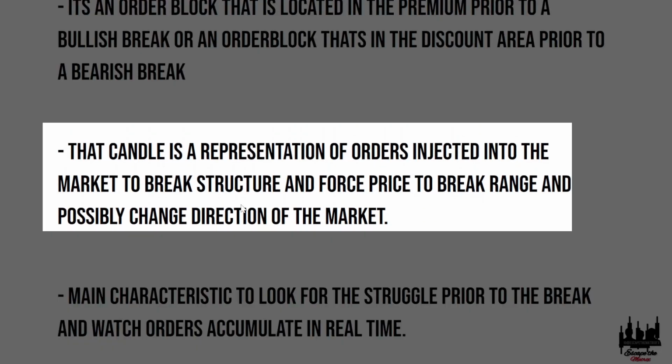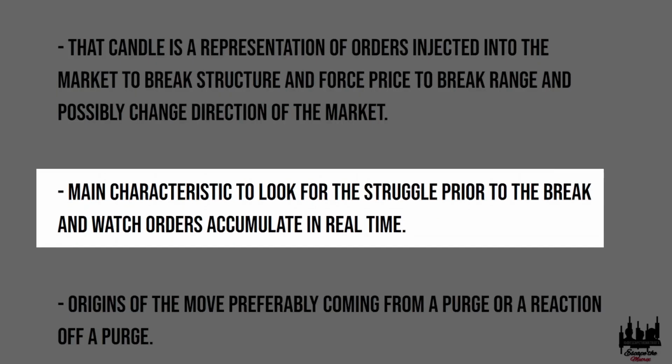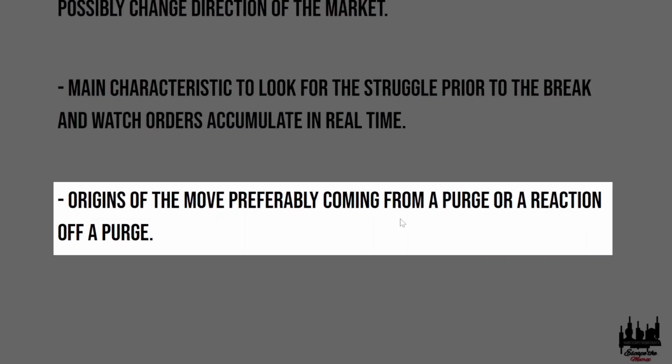The candle is a representation of orders being injected into the market to break structure and force price to break range and possibly even change market direction. The main characteristic you want to look for when it comes to a hidden order block is the struggle prior to the break and watch orders accumulate in real time. The origins of this move preferably coming from a purge or a reaction from a purge. So you want a stop hunt that occurred prior to the move that later on leads to the move. So your cause to the effect would be the purge.